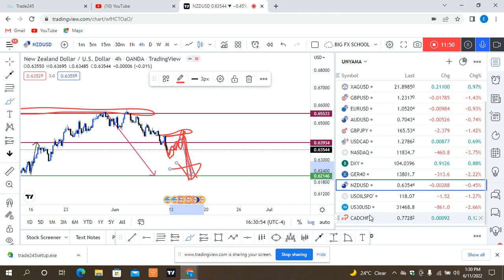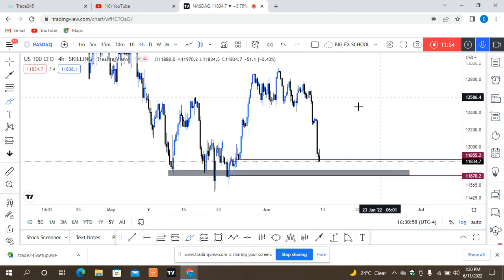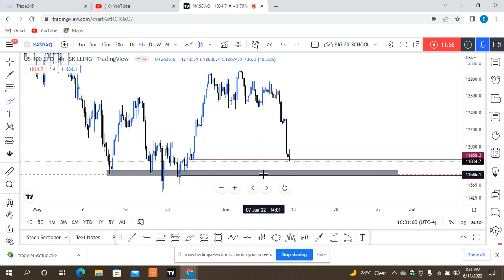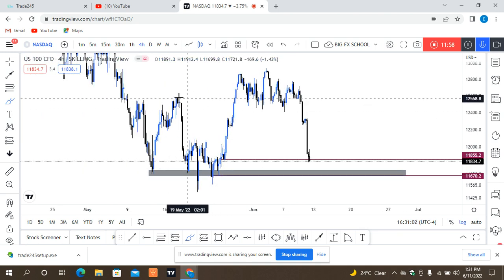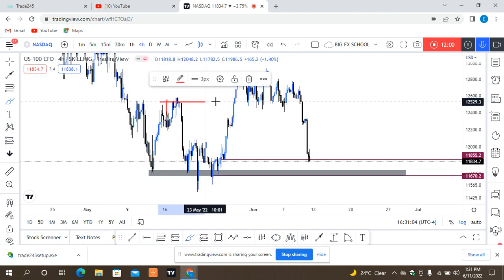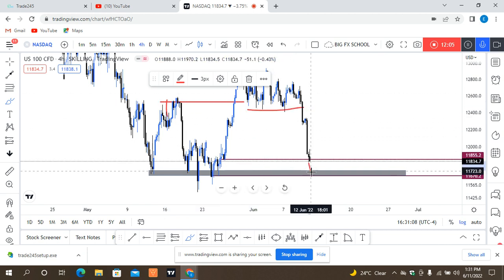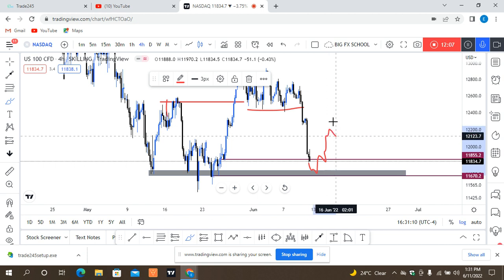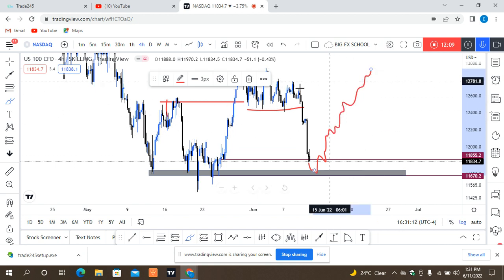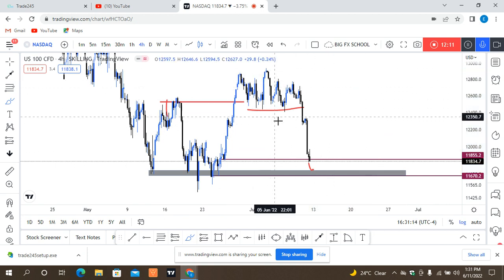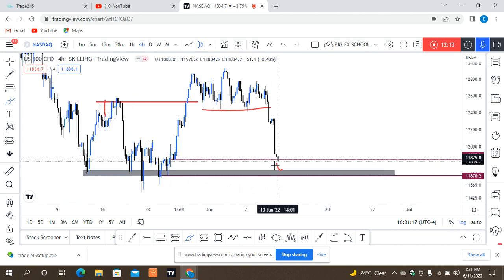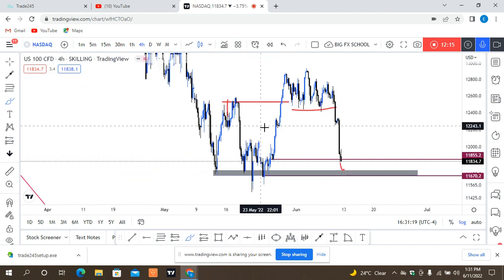Another one is, let us look at Nasdaq now. Nasdaq, it made this breaking structure. The market is correcting down here. So it may come like this. Okay. So we wait for the market to touch here so that we can buy.